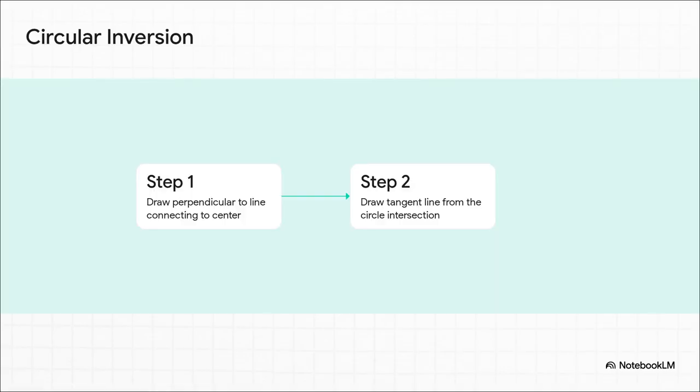Then we have circular inversion. This is an elegant sequential animation that practically turns a circle inside out. Step 1. From a point A, inside the circle, you draw a perpendicular line to the line connecting A to the center. Step 2. Right where that perpendicular hits the circle's outer edge, you draw a tangent line. Where that tangent intersects your original center line, boom, you've located your inverted point. Points inside map to the outside, points outside map back inside. But that center point, it remains mathematically undefined forever.